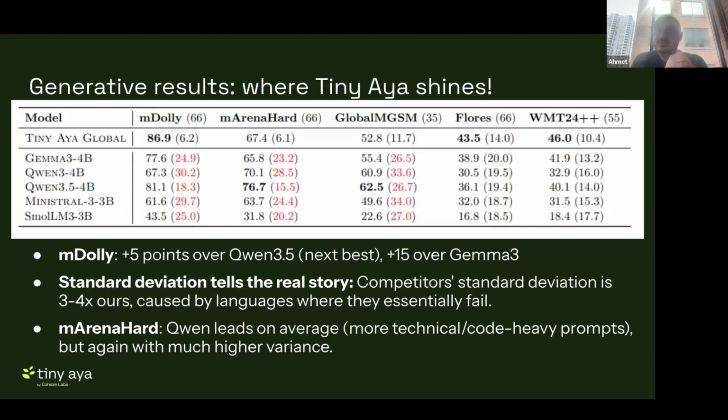But where TinyAI shines, and where we also focused when we were optimizing post-training TinyAI, is actually generative tasks. Here we looked at multilingual Dolly, multilingual Arena Hard, global MGSM, Flores, and WMT. All of them correspond to slightly different downstream use cases. For example, multilingual Dolly is much more conversational.